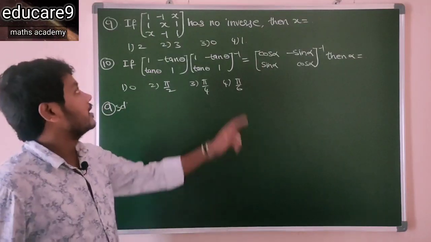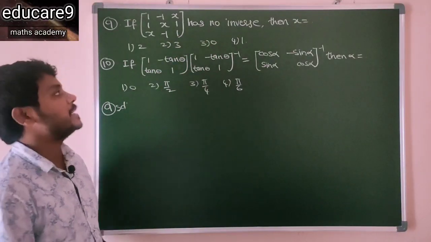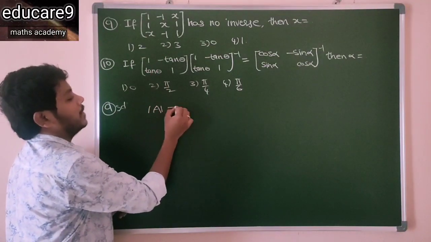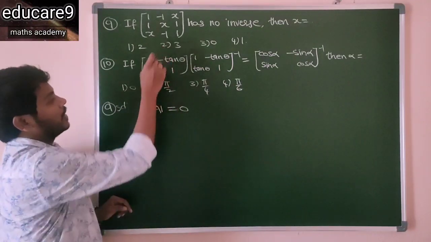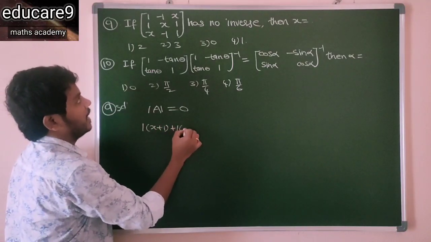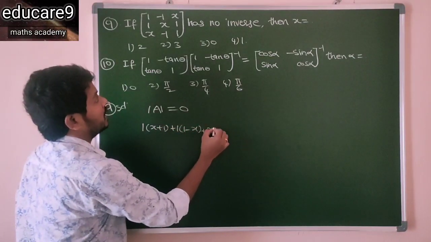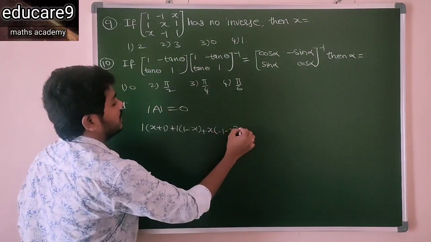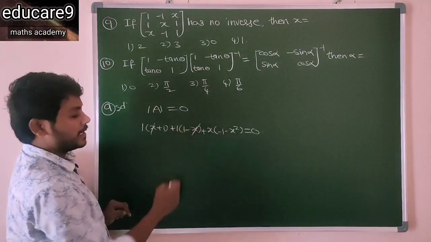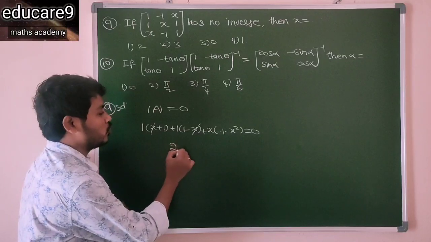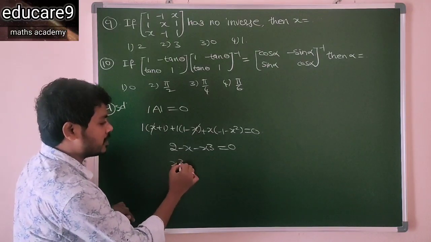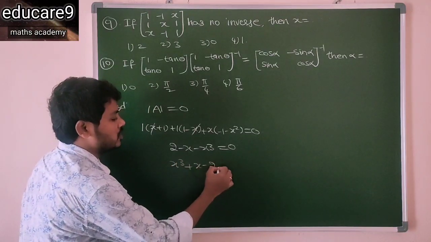So see the ninth one. This matrix has no inverse. So it means determinant of A is 0. Suppose this is matrix A, then determinant of A is 0. So find this determinant. So it is 1 into x plus 1 plus 1 into 1 minus x plus x into minus 1 minus x square is equal to 0. So here plus x minus x get cancelled. Now this is 1 plus 1, 2 minus x cube is equal to 0. So this can be written as x cube plus x minus 2 is equal to 0.